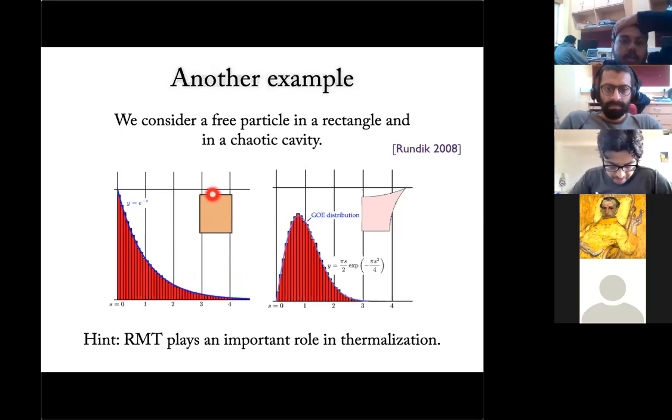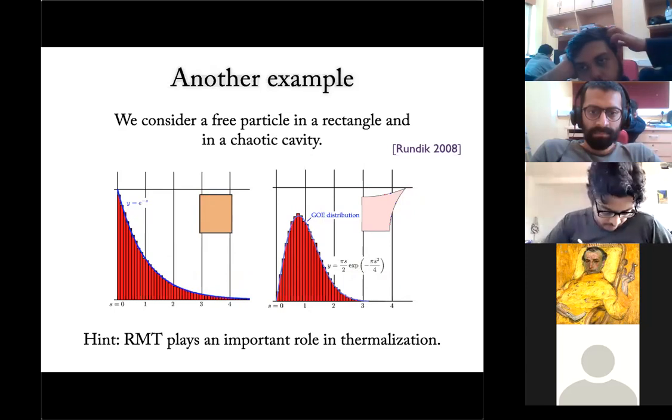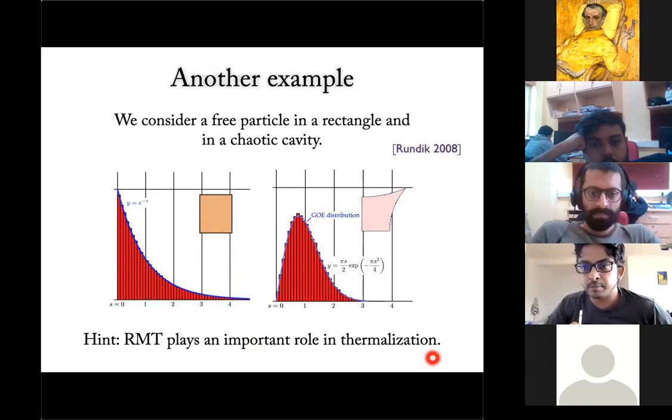Then you can bend these two sides a bit into a couple of arcs, and these two sides are straight again. And then you get the GOE distribution again for the level spacings. Right, so this points to an important thing, that random matrices play an important role in thermalization, because this is an example of a chaotic system, and probably random matrix theory might enter the story.